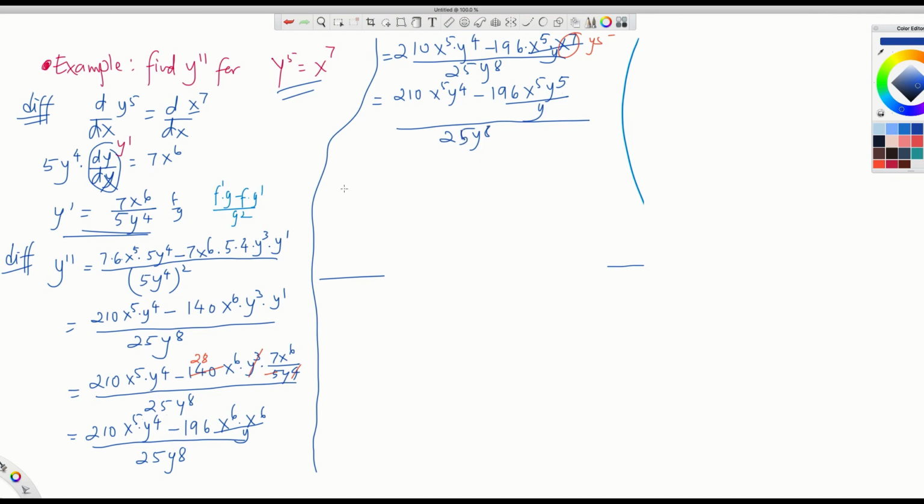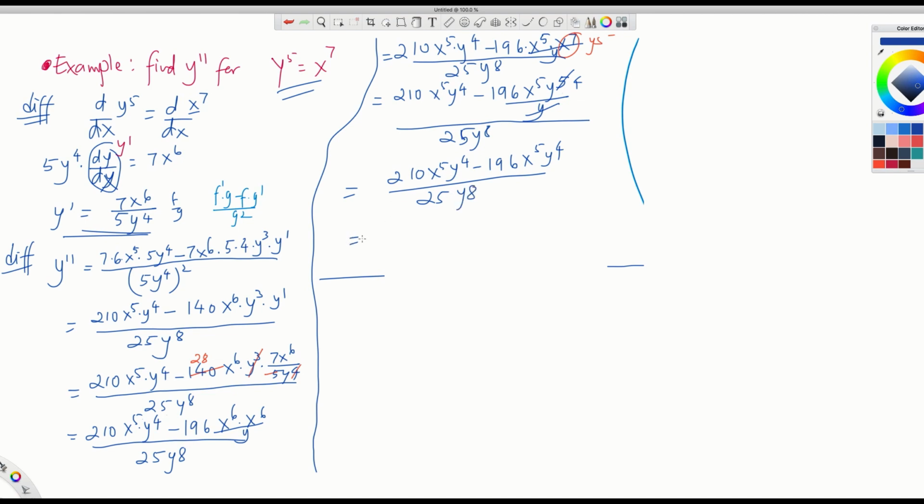You see that? So what do you get? You cancel out that one term there, and what is left is y to the 4, right? So you get 210 x to the 5 y to the 4 minus 196 x to the 5 y to the 4, divided by 25 and then y to the 8.